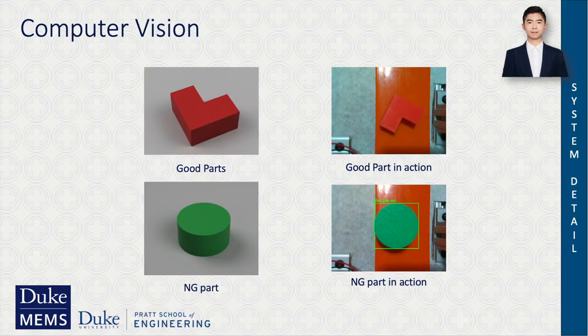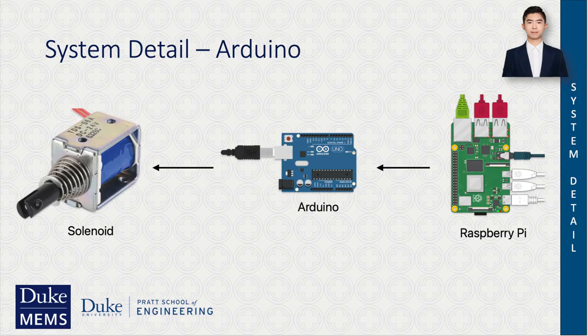So here is the part we made. As you can see, the good part is red and rectangular shaped. For the detection action, we didn't put a detection label on the good part because it's good. But for the not-good part, which is a cylindrical shaped object, you can see we have a box around it that says "kick this out."